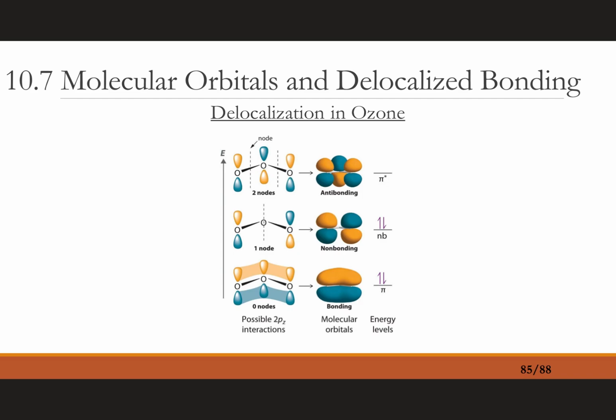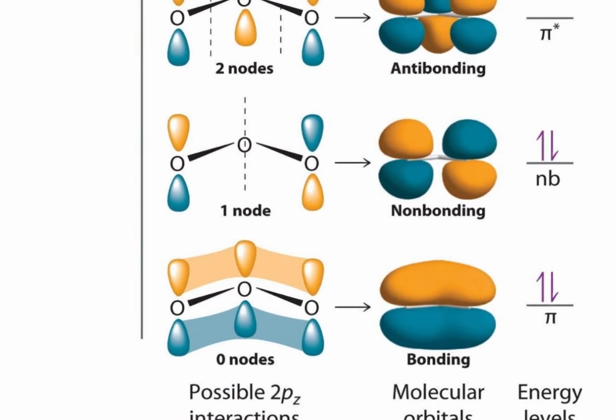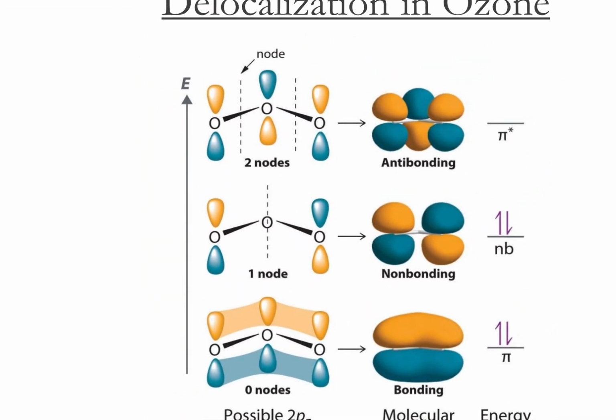All right, so we have the 3 oxygen atoms in ozone here on those pictures on the left. They each have a p orbital that are parallel to each other. They could all 3 be in phase with each other, creating 0 nodes, which creates this bonding molecular orbital. You see a pi bond here.